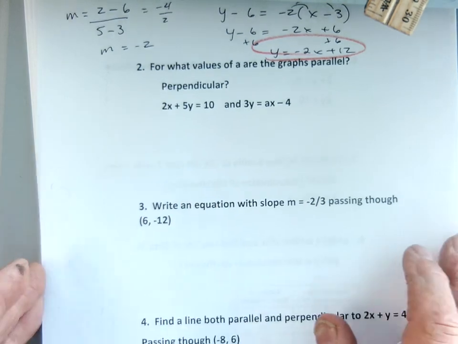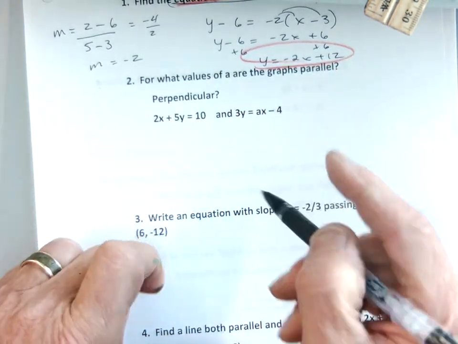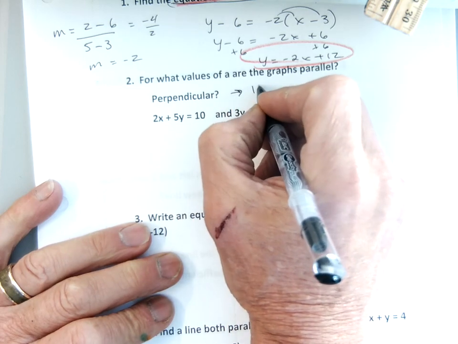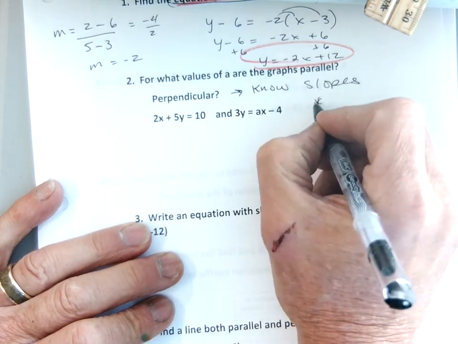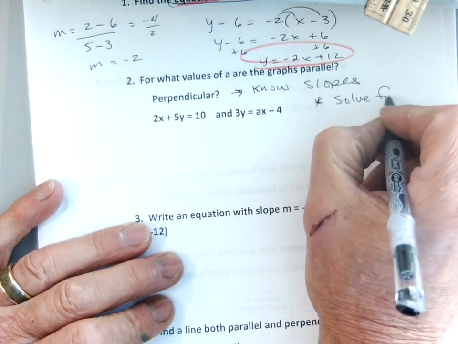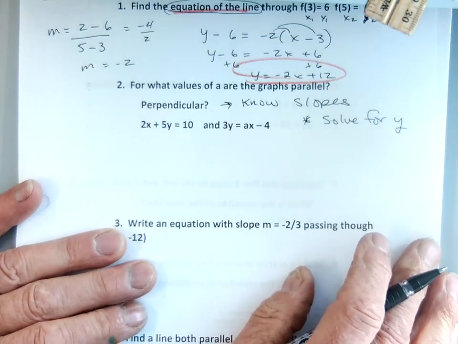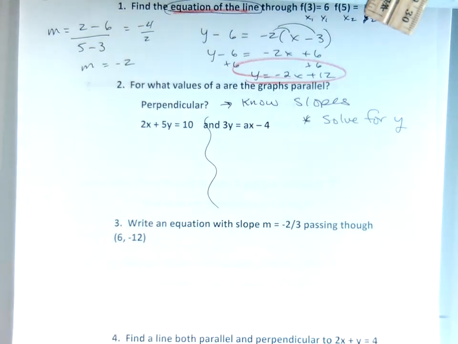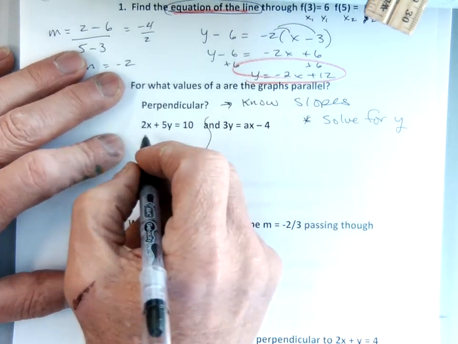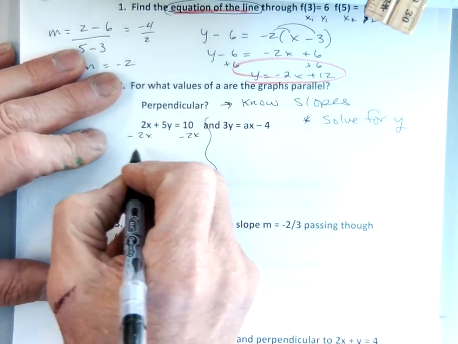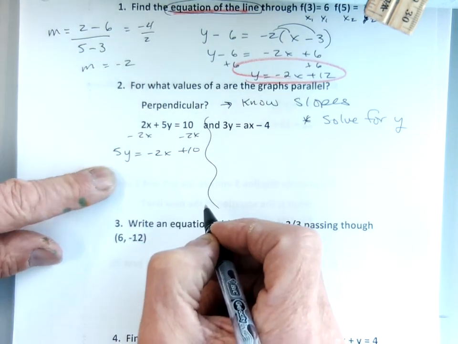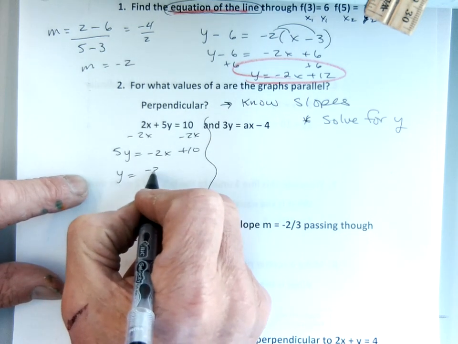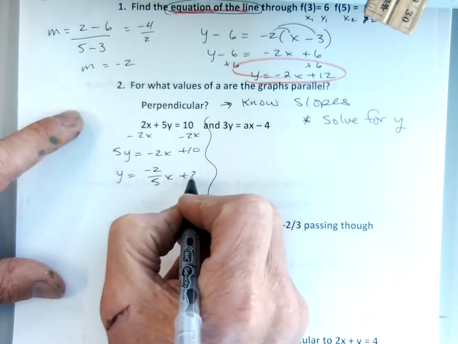Now, how do I know if lines are parallel or perpendicular? I need their slope. So I absolutely need to know slopes. So what I need to do on both these is solve for y. So I'm going to solve for y on both of these. So if I solve for y here, I'm going to go minus 2x, 5y equals a negative 2x plus 10. I'll divide by 5, and I'll have y equals a negative 2/5 x plus 2, okay?